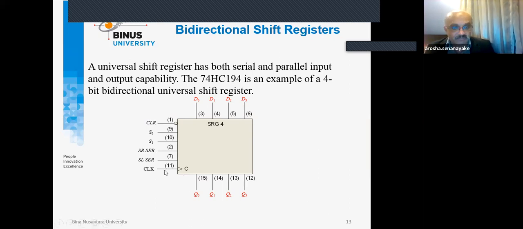Then the clock signal: based on the clock pulses received, only then will data be shifted. This universal shift register has both serial and parallel input-output capability. Therefore, we can use this shift register not just for parallel, as you can see on the screen, but at the same time it can be used for serial. S0 and S1 control that.